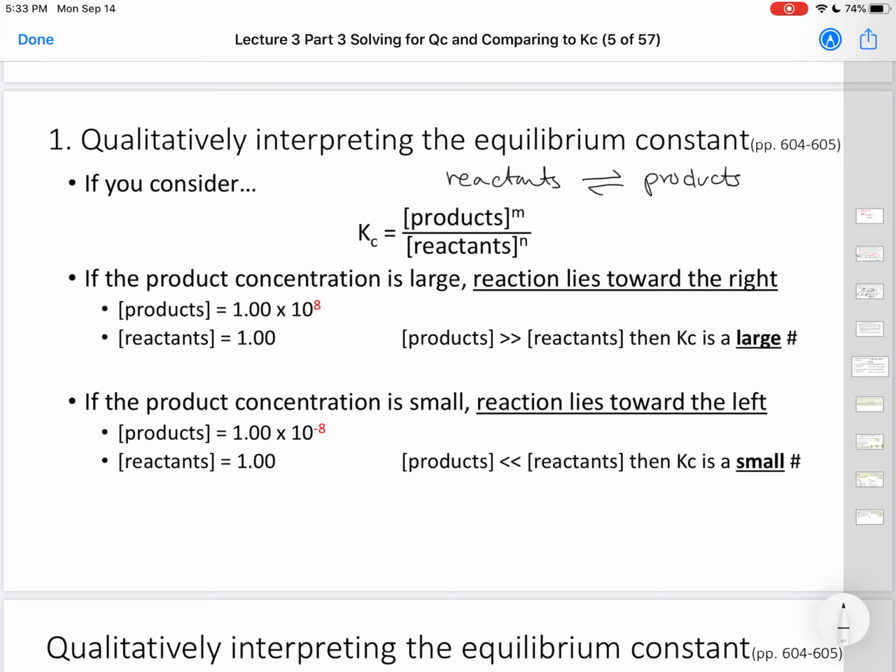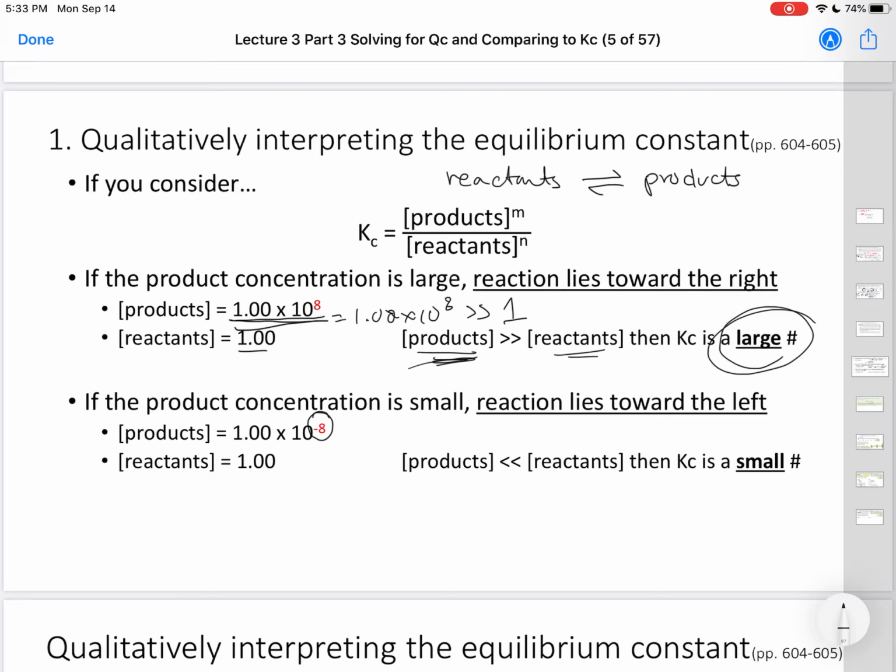Okay. So if the product concentration is large, and we're just going to put in pretend concentrations, 1 times 10 to the 8th. So that's 1 followed by a lot of zeros. And let's say you have 1 as your reactant concentration. Really, your Kc is going to be equal to this divided by this, right? So it's going to be equal to 1 times 10 to the 8th, which is much, much greater than 1, okay? Because your products are much, much greater than your reactants, i.e. if Kc is large, mostly products, okay?